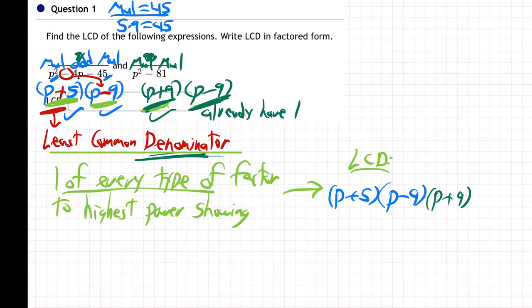This is just practice on finding what the common denominator would be. And in the other problems, we're going to actually do something about it. But on this one, it's just, hey, what would be the common denominator? You have to factor the denominators and then take one of every type to the highest power showing.